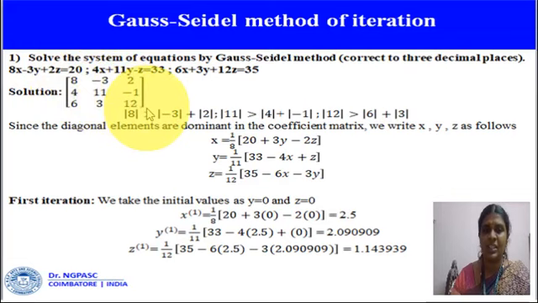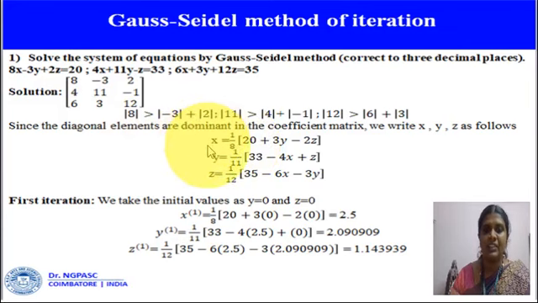Now we have to check whether the diagonal elements are dominant or not. In the first row the diagonal element is 8, which is greater than the sum of the other two elements. In the next row, the diagonal element is 11, which is greater than the sum of the other two elements, that is 4 and 1. And in the last row, the diagonal element is 12, which is greater than the other two elements. So all the diagonal elements are dominant, and we can start with the iterative process.